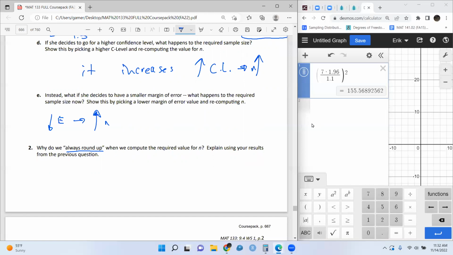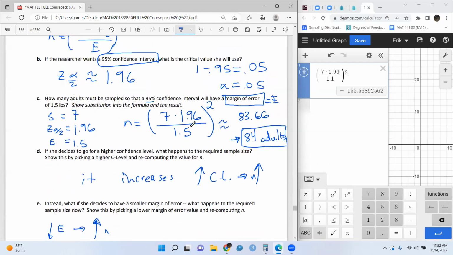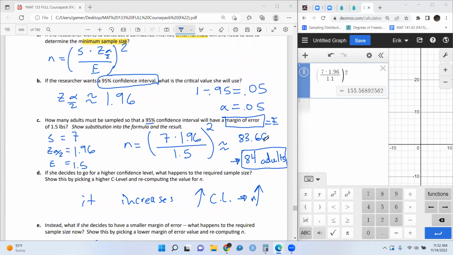I'm not sure if this is right or not, but you can't have 83.6 adults. You have to have a whole adult. Good point. Yes, that's why we always have to round. But what might be the reason that we always add 1? And let me suggest what we're doing here. Let me remind you. Let's see what you said. People being surveyed. I agree. So yeah, that's why we have to have a whole number. But why wouldn't we just say 83?